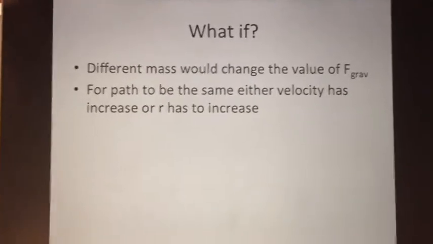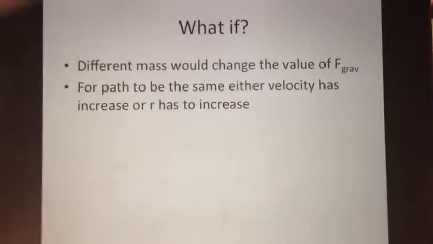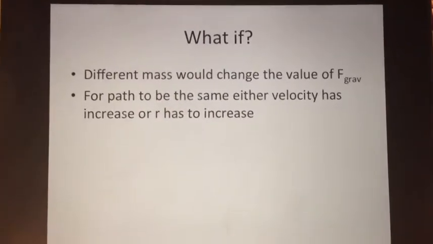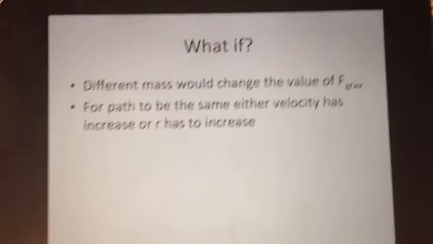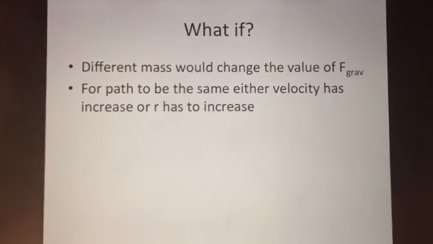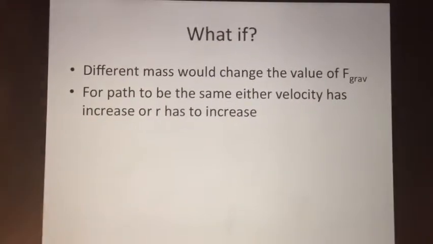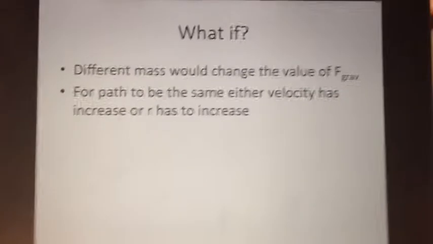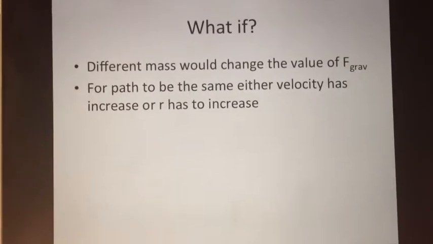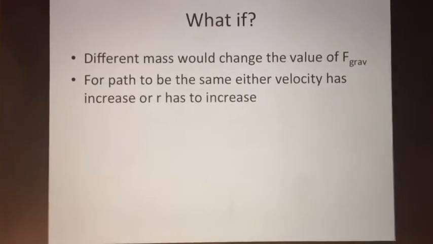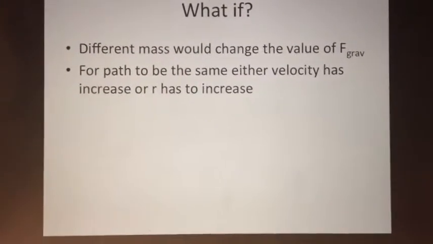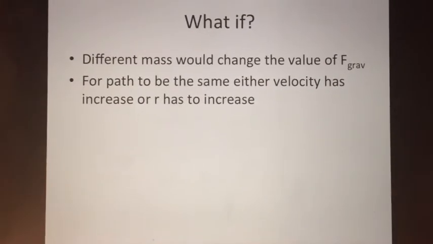So this means that either the velocity of the planet would have to be greater if the force of gravity was greater, or r would have to be greater, meaning that the star would have to be farther away from the black hole. So for the path to be the same, either the velocity or r has to change if the mass has to change, so I said this wasn't possible.